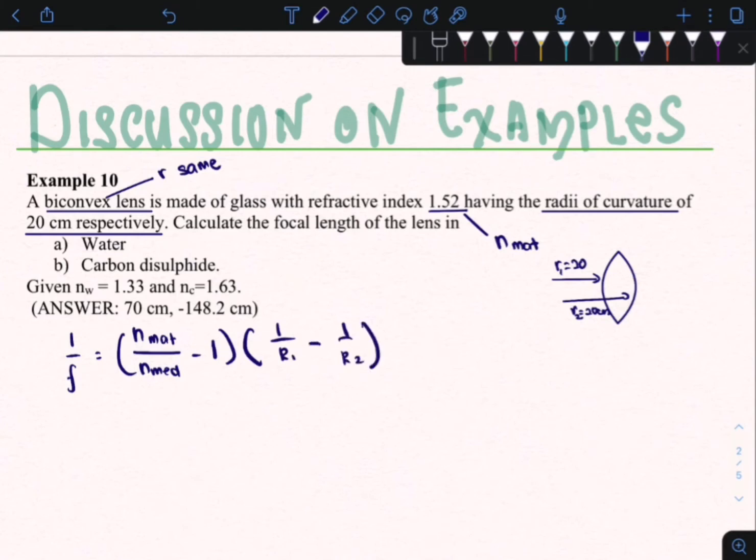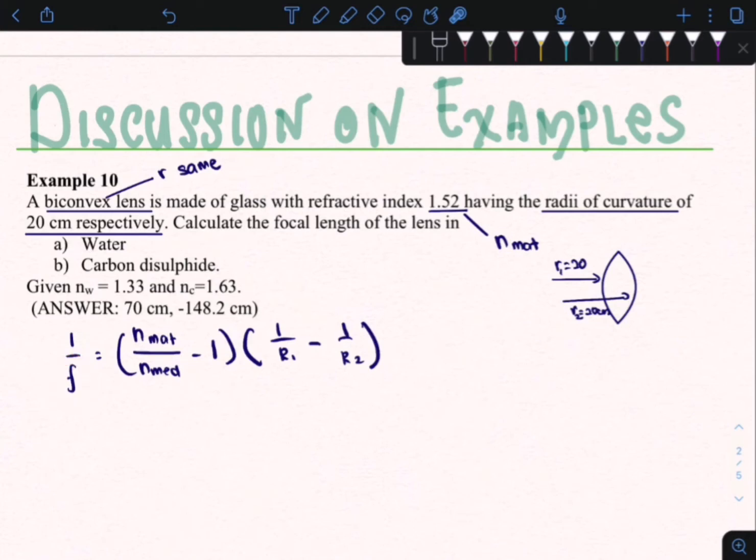N material is the material that your lens has been made of, and N medium is where your lens has been placed. So in our case, we have two situations here. The first one is in the water and the second one is in the carbon disulfide. So we are going to look for this F here. What is the value of our F?